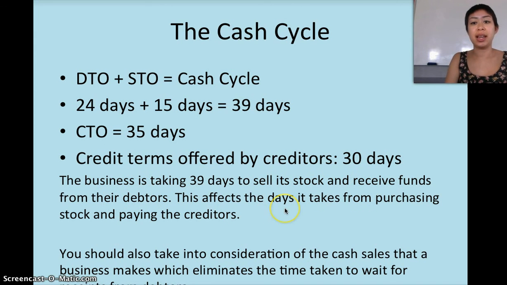This affects the days it takes from purchasing stock to paying the creditors back. But you do have to keep in mind that even though it's taking us 39 days to sell stock and then collect cash from debtors, the creditors' turnover is a little shorter, so we have to take into consideration the cash sales that a business makes, which eliminate the time taken to wait for receipts from debtors.